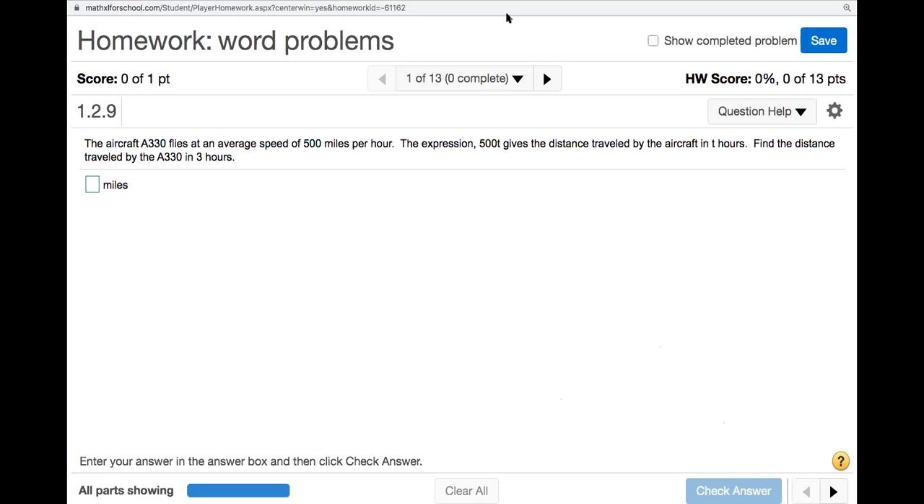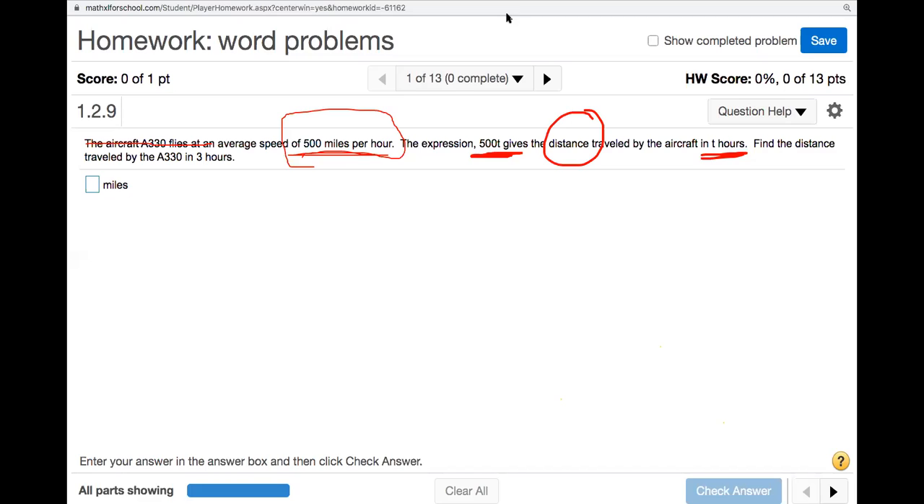So on this problem here, it says the aircraft A330 flies. Okay, so you don't need to know the name of the aircraft. That's extraneous information. On average speed of 500 miles per hour. This information right here you need. That's critical information, okay? That you need it, okay? Next, the expression 500 times t. 500 times t gives the distance, tells you how far the plane travels in t hours.